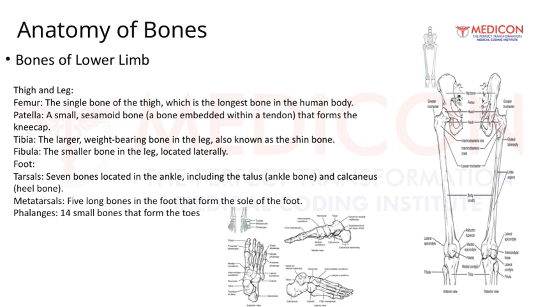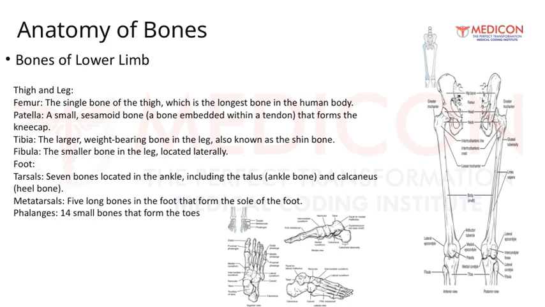the ankle area. These include the talus, which forms the ankle joint, and the calcaneus, better known as the heel bone. These bones work together to provide stability and mobility to the foot. Next, we have the metatarsals, which are 5 long bones that form the sole of the foot. They help us balance and push off during walking or running.